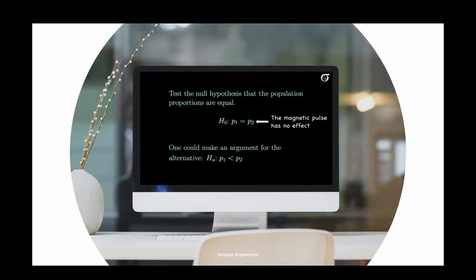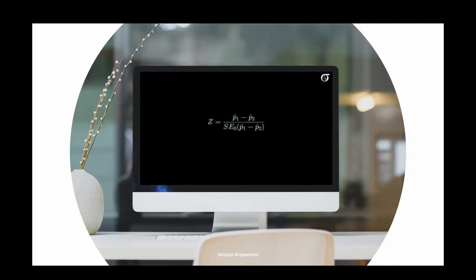But I would suggest that the researchers would be interested in a difference in either direction, and who knows what the effect of the magnetic pulse might be. So I would err on the side of caution and choose the two-sided alternative. But opinions may differ on this matter. We're going to carry out a large sample z test based on the normal approximation. And here's the appropriate z test statistic.